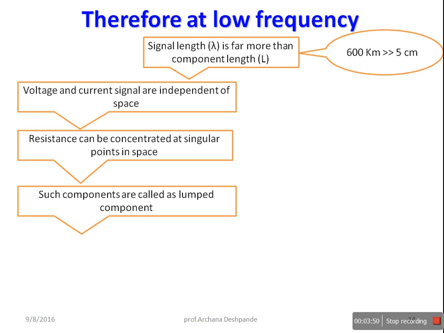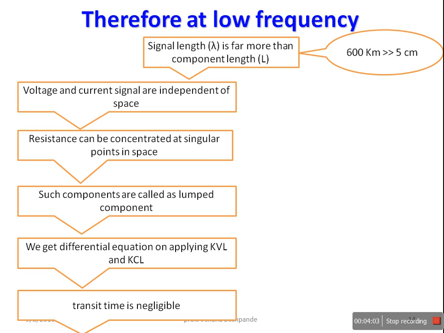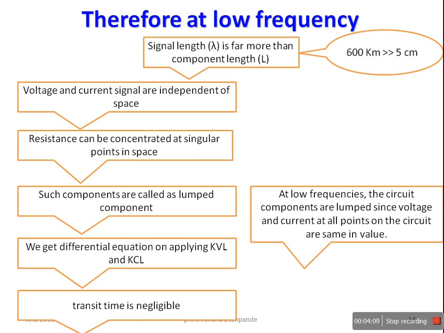Such components are called lumped components, wherein the effect can be assumed to be concentrated at a point. When we apply KVL or KCL, we get differential equations for such components, and transit time is negligible. What is transit time, we will see later. So we can say that at low frequency, circuit components are lumped, wherein the current and voltage at all points are of the same value, and the examples are resistor, inductor and capacitor.